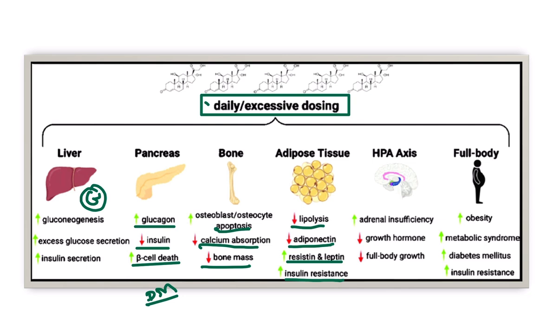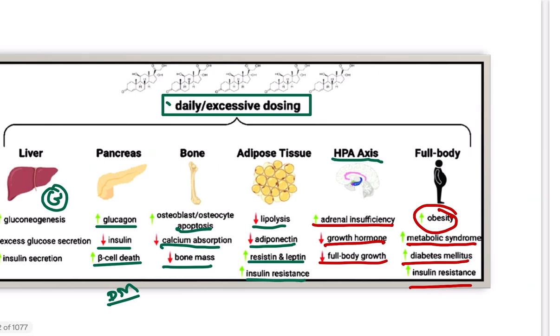And in case of the hypothalamus pituitary adrenal axis, in this axis it causes adrenal insufficiency, decreases growth hormone, and decreases full body growth. And in the whole body, there is obesity, metabolic syndrome, diabetes mellitus, and insulin resistance. So the worst side effect of this corticosteroid is development of diabetes mellitus.